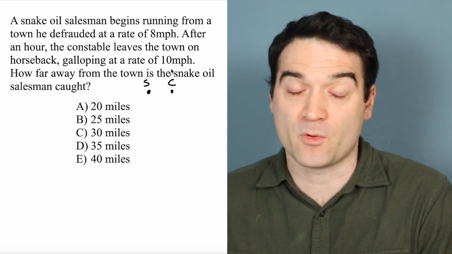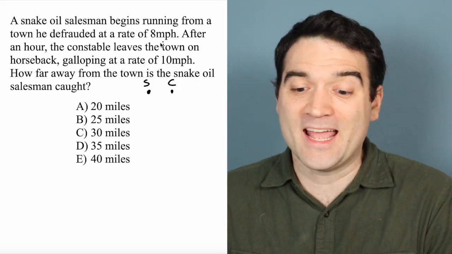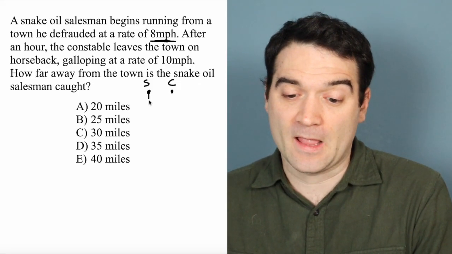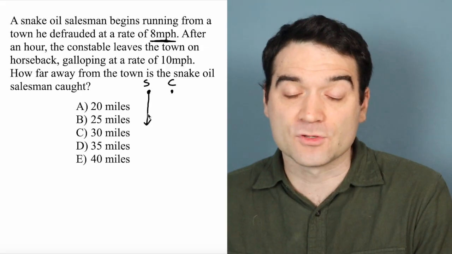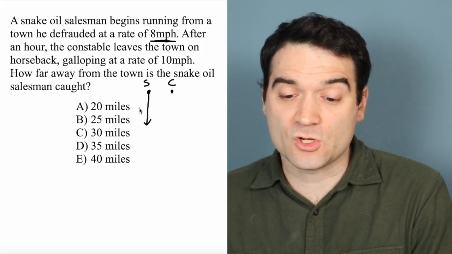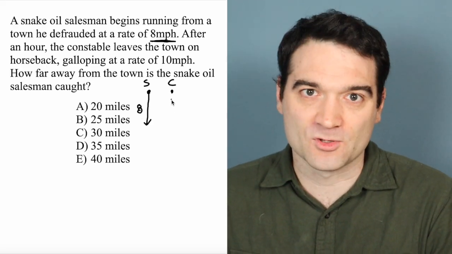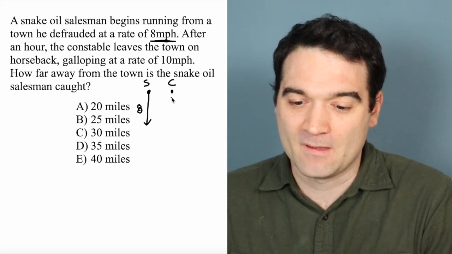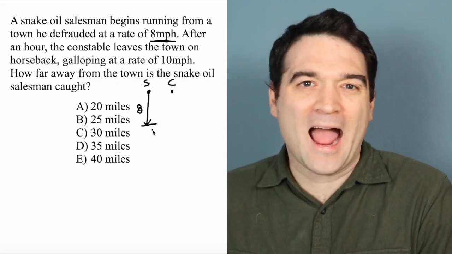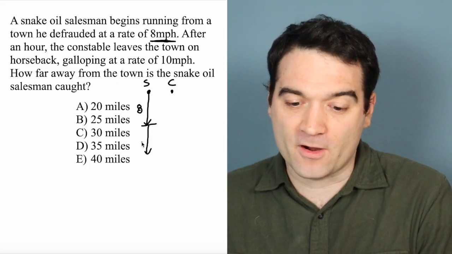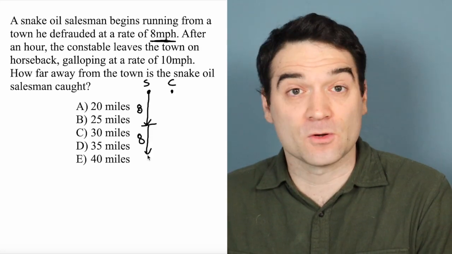So this is the starting point. How far of a head start does the snake oil salesman get? Well, he's going 8 miles per hour and he travels for 1 hour, right? So he gets 8 miles away from the town before the constable starts galloping after him. Well, 1 more hour goes by, right? How far has he gotten? Another 8 miles, so a total of 16 miles.